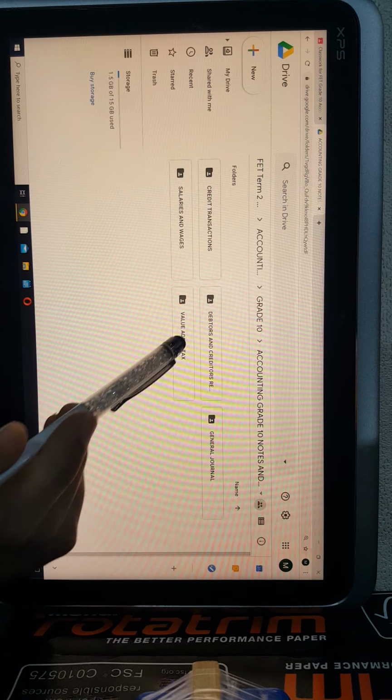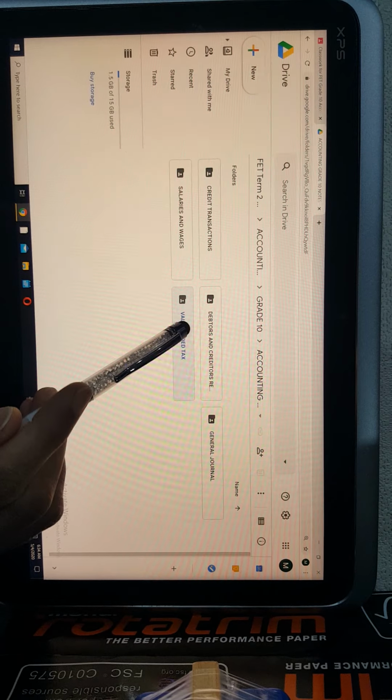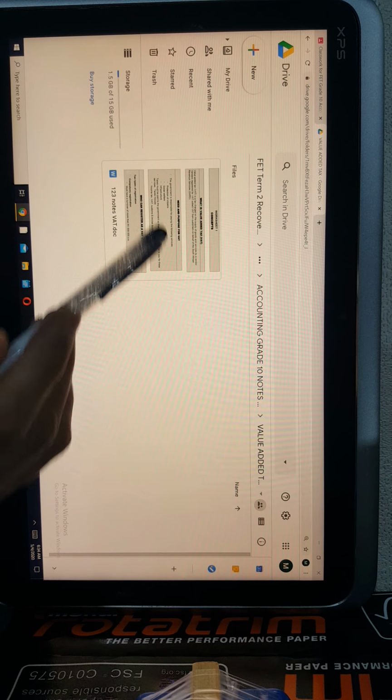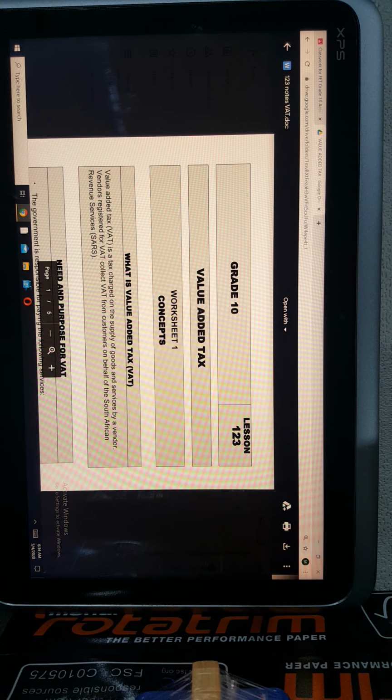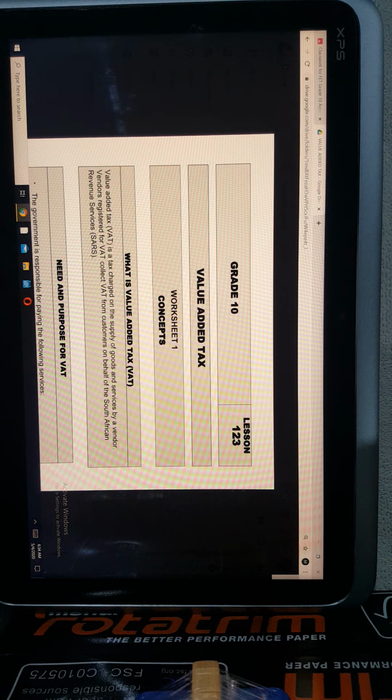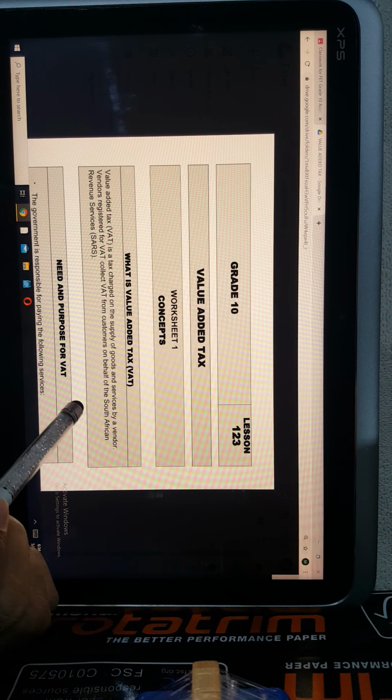Okay, now we're doing value added tax. So there's VAT there. It's a new note. Value added tax. Okay, so we're doing value added tax. If you're looking at your notes here, you'll see it says value added tax, lesson 123.